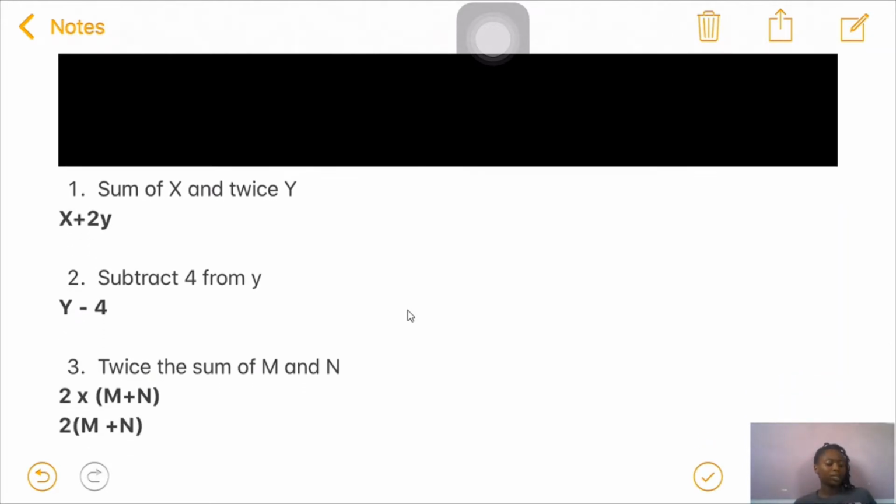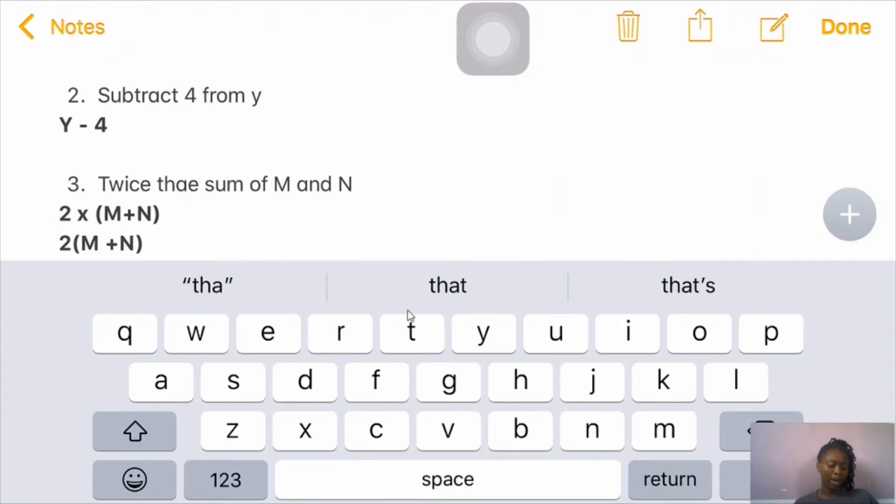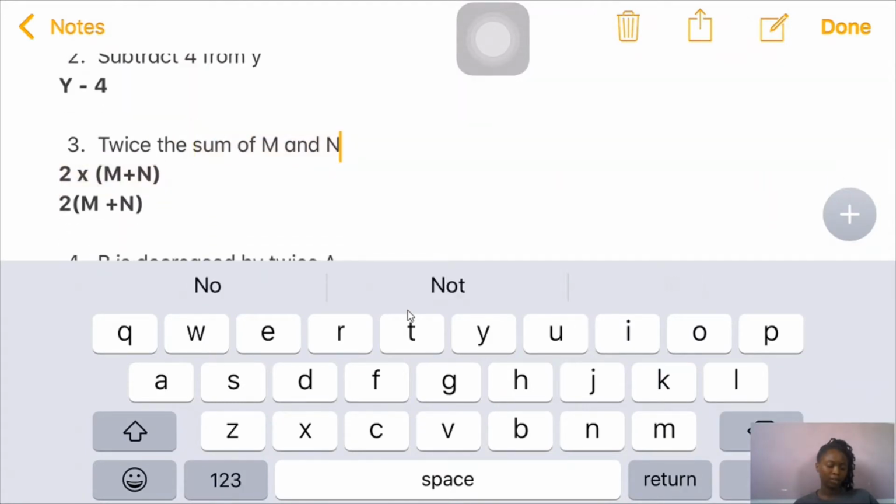Then the next one says twice the sum of m and n. So in this case, the first thing, it has been broken down into two parts. One part says sum of m and n.